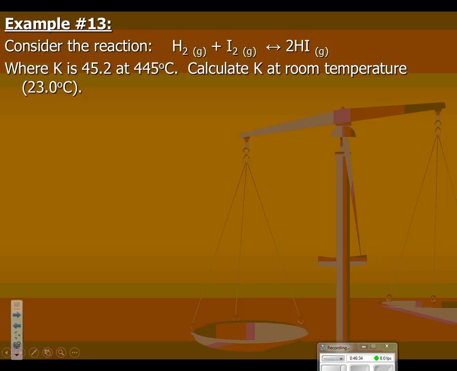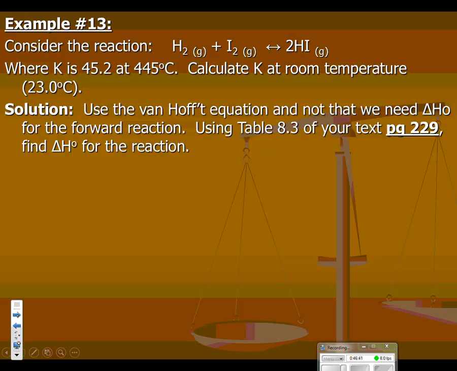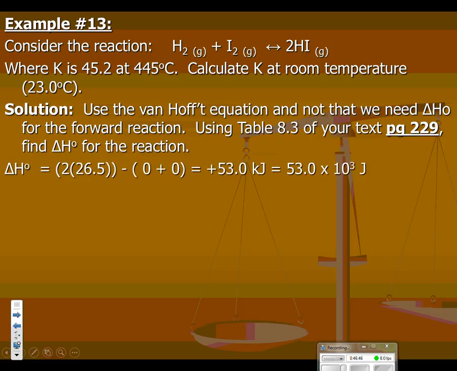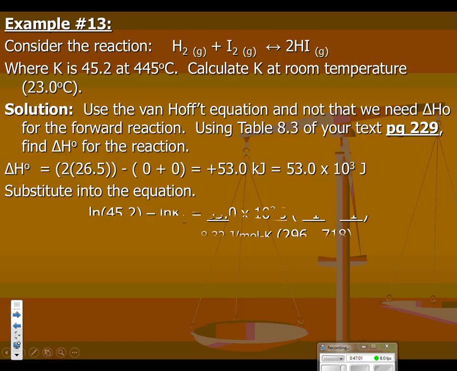Okay, consider the reaction. Here we have the K at 445. Calculate the K at 23 degrees. So we're going to have to use the Van't Hoff equation. We're going to have to use a table for the delta H. We're going to grab all that. So we're going to get delta H, and it's right there. We'll do delta H in a little bit, a couple days, so you'll be able to get that. We substitute in the equation everything that we've got, and sorry that the bottom shifted a little bit, and we're going to solve for K1.